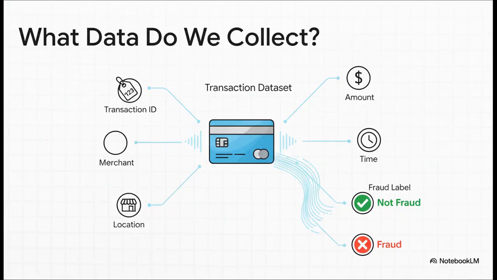Well, every single time you swipe, tap, or click, you generate a whole data set. This includes the basics: a unique ID for the transaction, the dollar amount, the exact time, who the merchant was, and the location. And here's the most important part for building our system. We need a label. For transactions in the past, was it fraud or not? This is the raw material for absolutely everything that comes next.